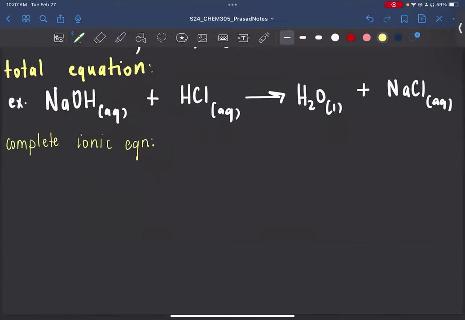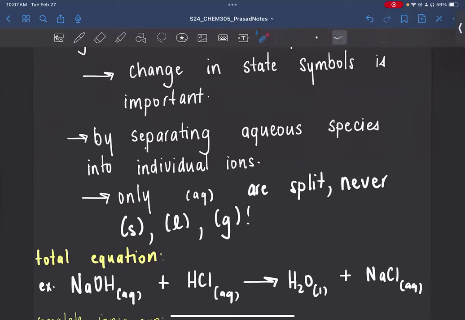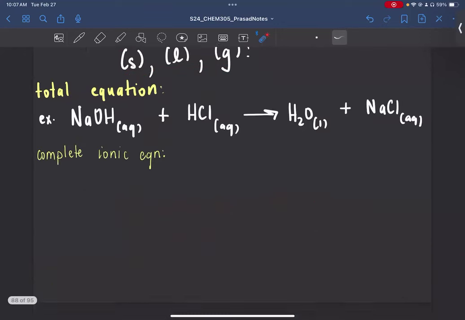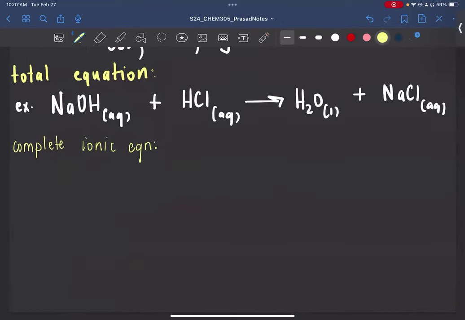To generate an ionic equation, I'll refer back to the instructions. You separate aqueous species into individual ions, and you only split it if it's aqueous. You do not split it for anything else. So how does that look here? From left to right, sodium hydroxide is aqueous. So to split it, you literally write Na plus and OH minus. You have split the molecule to show which ions are participating, to show what charge each of those ions are.